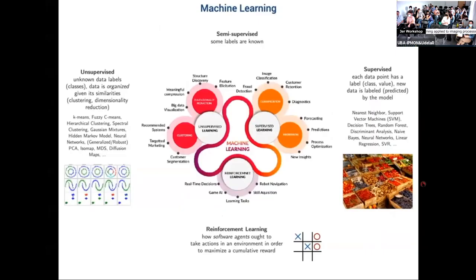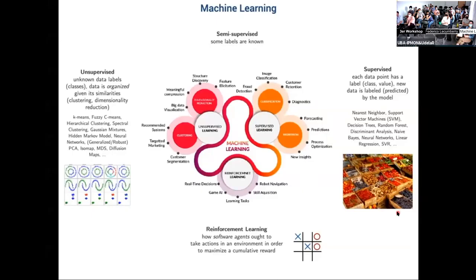First, we have the supervised methods, where each data point has a label, which is a class, positive or negative, for example, or a value, for example, the temperature or the daily count of positive COVID cases. When a new data point is analyzed by the model, a label is assigned. Typical applications are diagnosis, image classification, outlier detection, or forecasting.